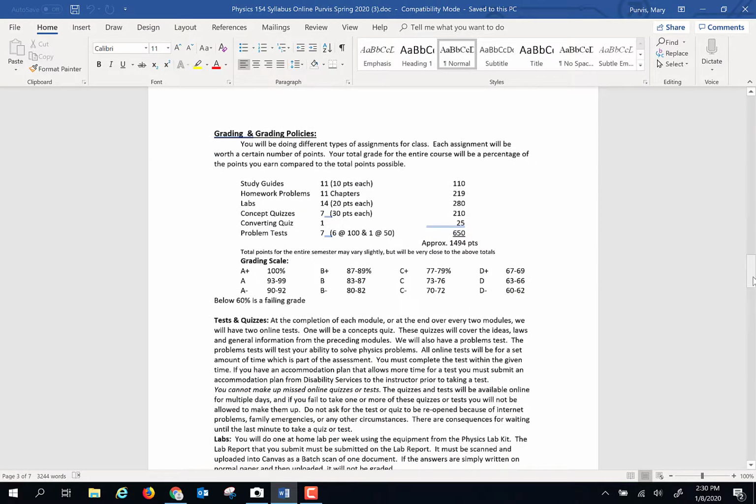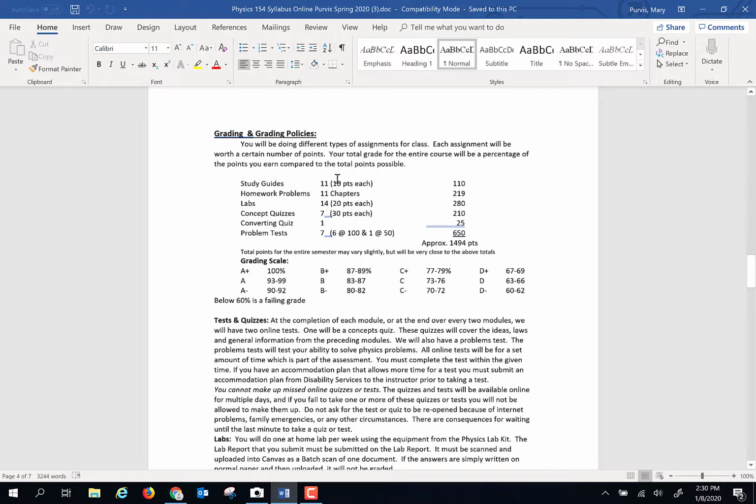Grading and grading policies. The grades are going to be spread out over a variety of assignment types. Each is going to be worth points. There's going to be a total point value, and you're going to have a percentage based on how many points you earned. There are going to be study guides, homework problems, labs, quizzes, and tests.